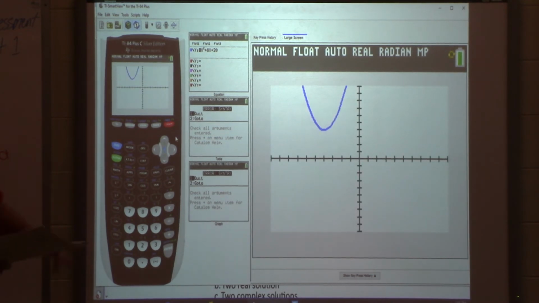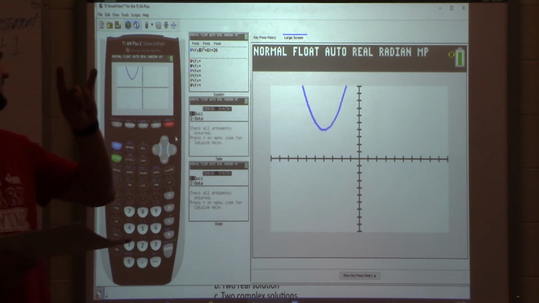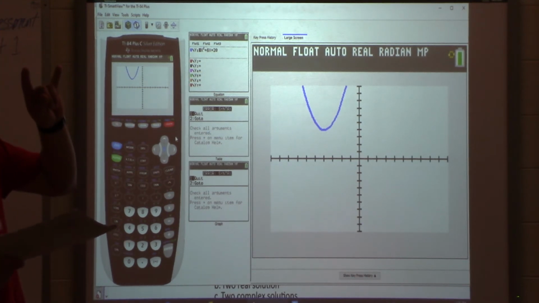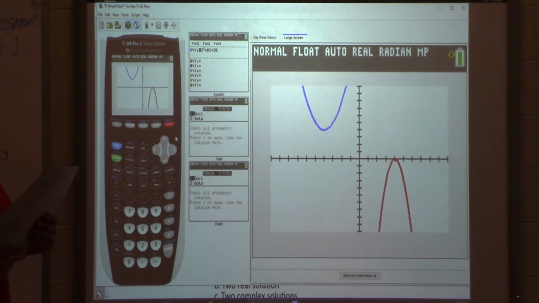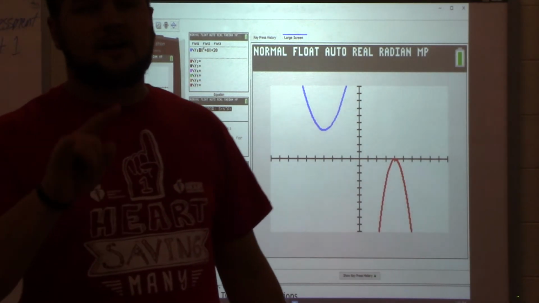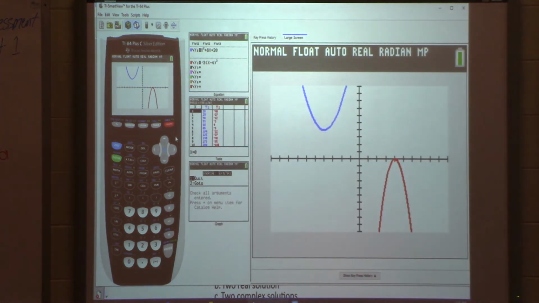Okay, so the blue one's the second graph, and the red one's the third graph. I'll get your question in a second, I'm not ignoring you, I promise. The blue one, what type of solution should I have? Two complex. It never touches. The red one, I should have one real, because only the vertex is touching it.